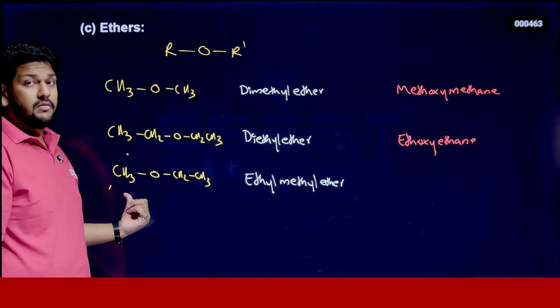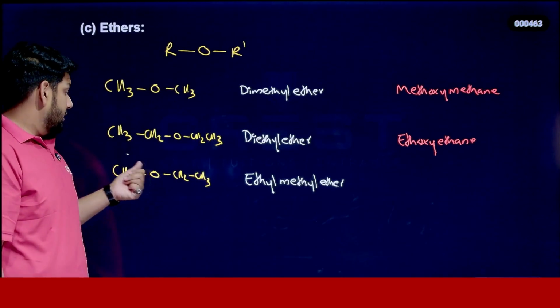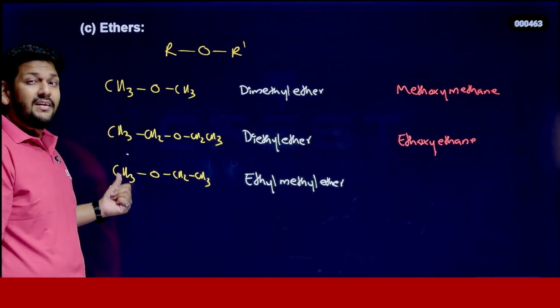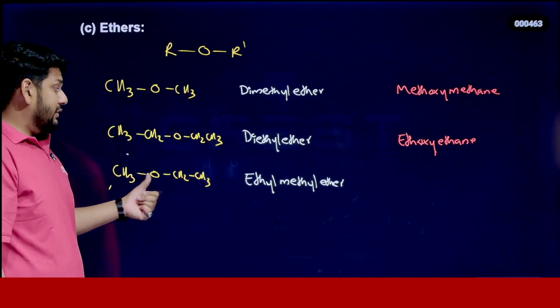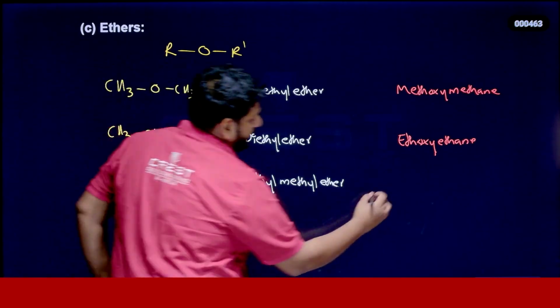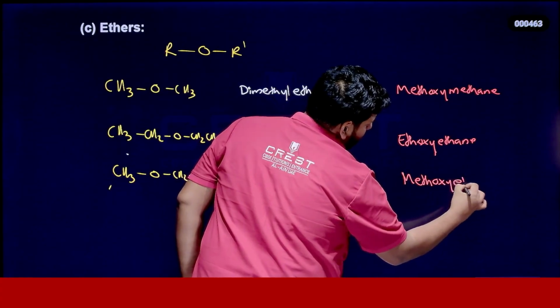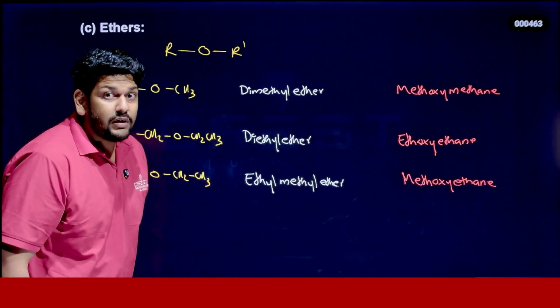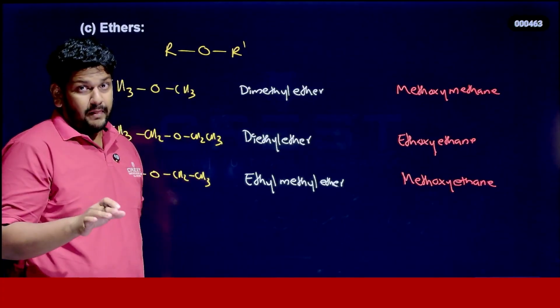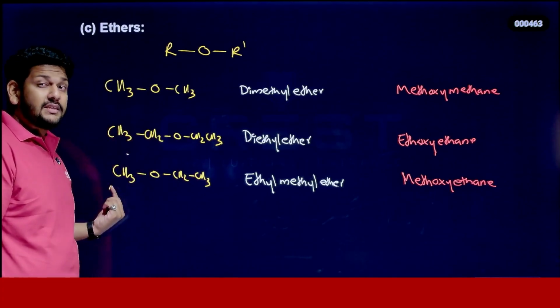What will be the correct one? You can add oxy with the alkyl group having less number of carbon. So you can call it methoxyethane. The name will be methoxyethane. Got it? Clear? Not ethoxymethane, that's wrong. You have to add oxy with the alkyl group having less number of carbon atoms.